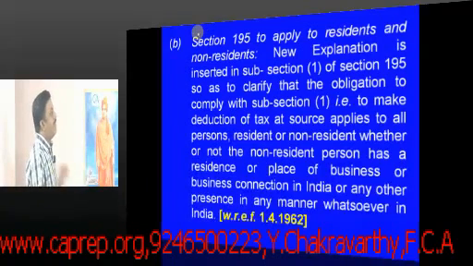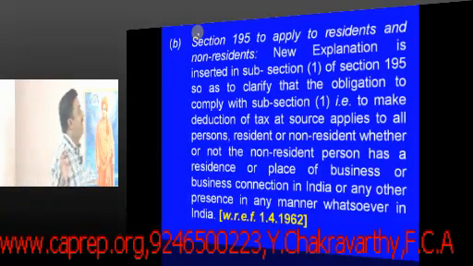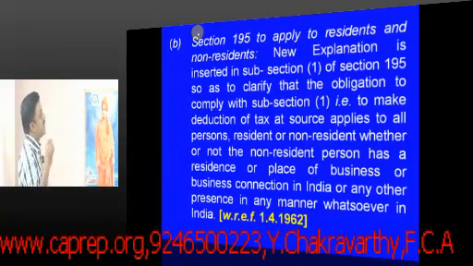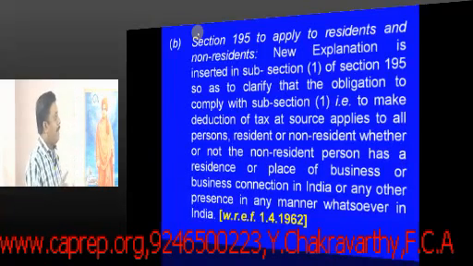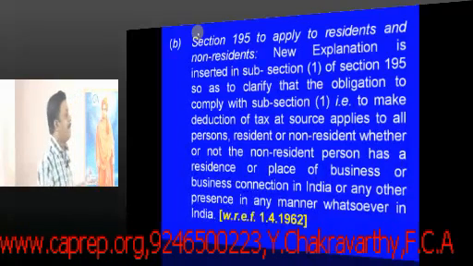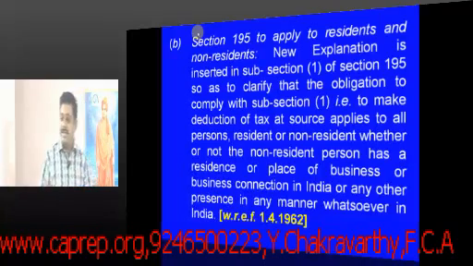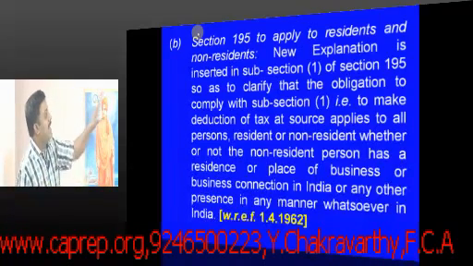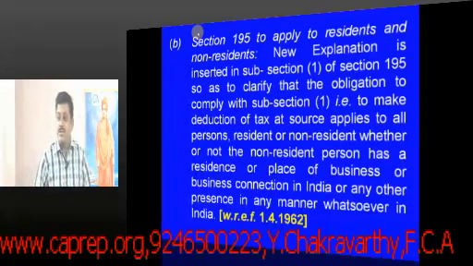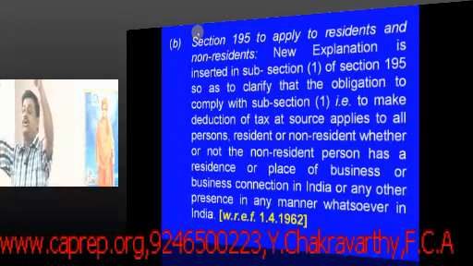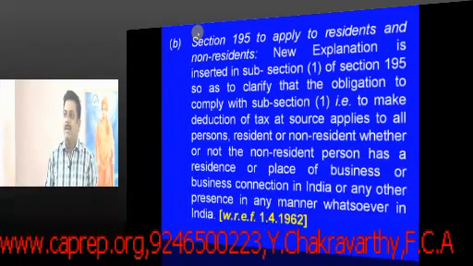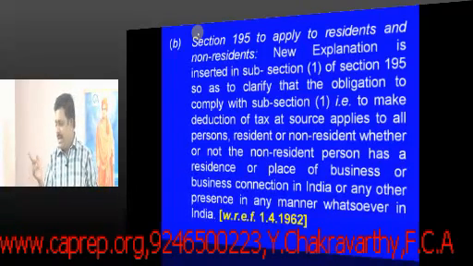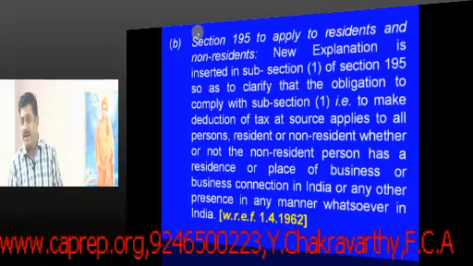So section 195 applies to whom? Residents and non-residents. A new explanation is inserted in subsection 1 of section 195 to clarify that the obligation to comply with subsection 1, that is to make the deduction of tax at source, applies to all persons, resident or non-resident. That is why they have kept it as residents or non-residents. In the Vodafone case, what has happened? The transaction happened between two non-residents. But ultimately, in the hands of the payee, it became Indian income.